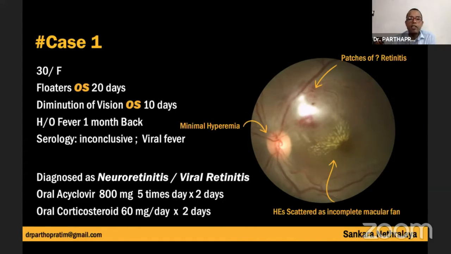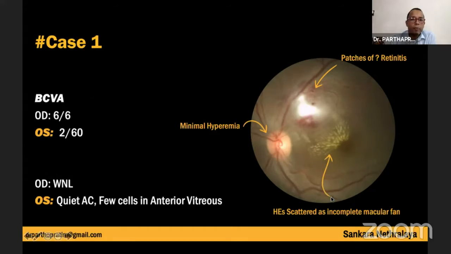you can see the fundus photograph here. The patient was diagnosed as neuroretinitis or query viral retinitis, started on acyclovir and oral corticosteroid for 2 days, and the patient was referred to us. As you can see here, the referring doctor thought it was minimal hyperemia, and there was a patch of retinitis, and the hard exudates were scattered as an incomplete macular fan.